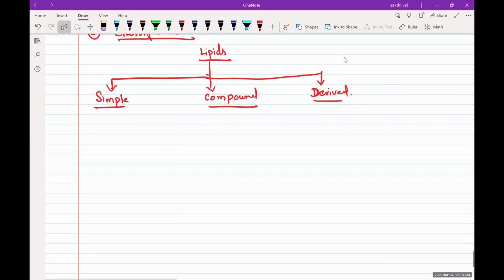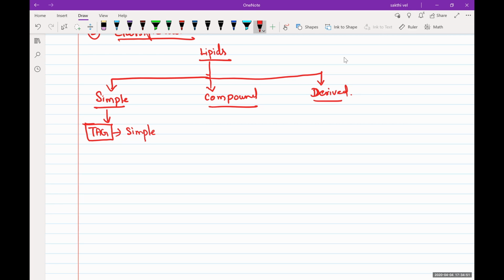We have to know that simple lipids contain just the triacylglycerol. That is the so-called simple fat. That is 3 molecules of free fatty acids getting attached with your glycerol backbone.